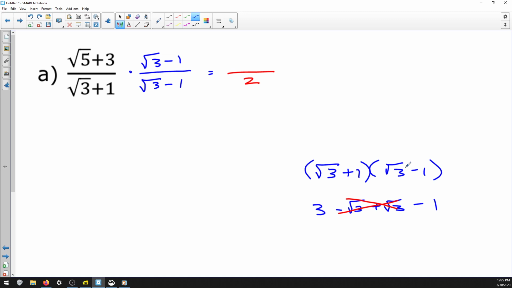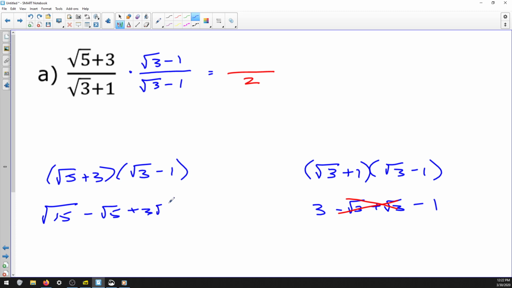So I have to do this thing again, but with these two expressions instead. So if I do that over here and say root 5 plus 3, okay, times root 3 minus 1, okay? This one's not going to work out as nice, but we don't care. We just care that the denominator worked out nice, okay? So root 5 times root 3 is root 15, right? We said multiply what's under the radical. Root 5 times negative 1 is negative root 5, okay? 3 times root 3 is just 3 root 3. Can't do anything with that, okay?